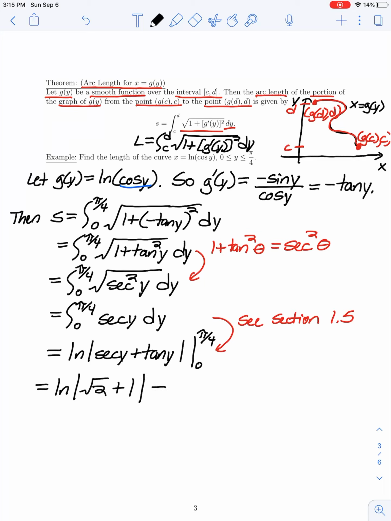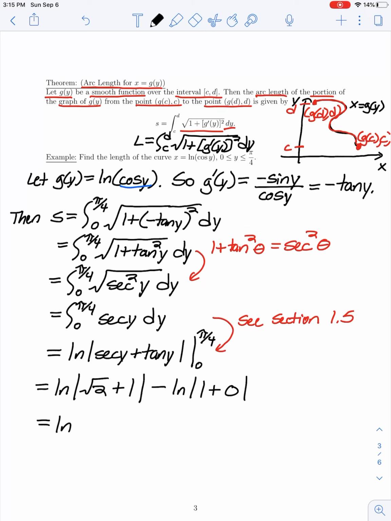And then we subtract the value that we get by substituting 0 in for y. So we would have the natural log of the absolute value of secant 0. Again, secant is the same as 1 over cosine. So we would have 1 over cosine of 0, which is 1. And then plus tangent of 0, which is 0.